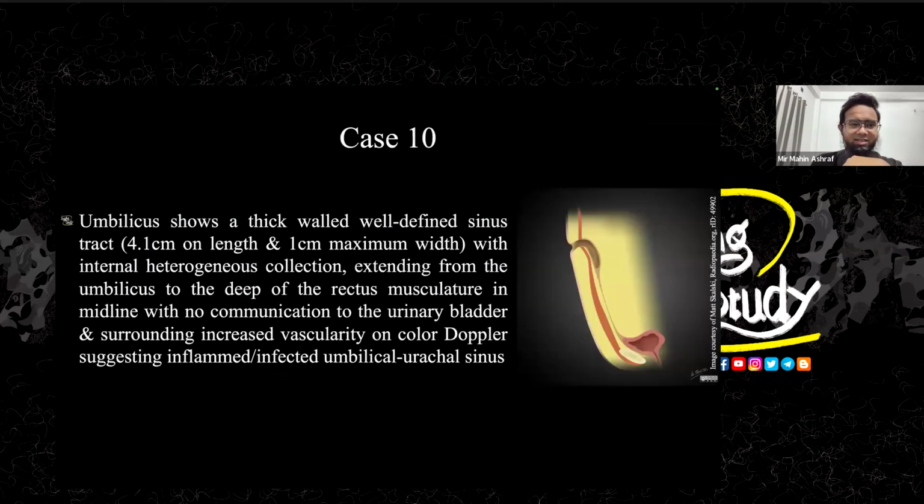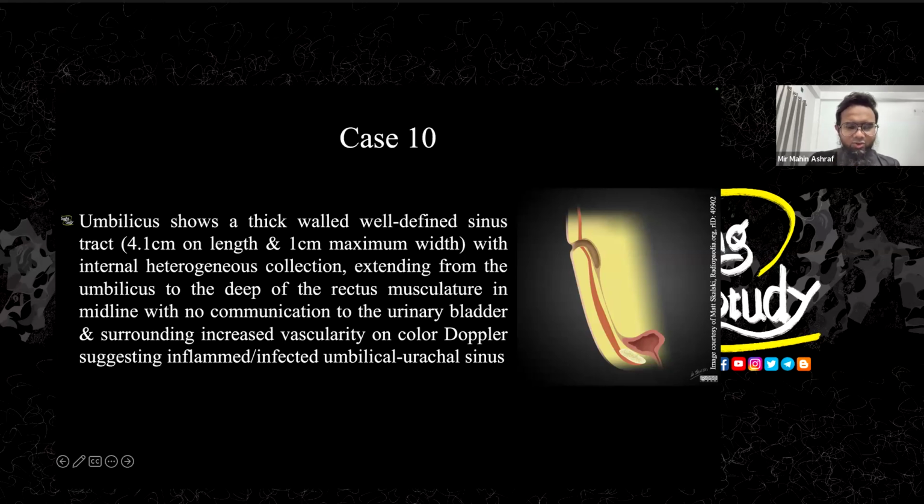So let's describe it a little. The umbilicus shows a thick-walled, well-defined sinus tract. We have put the location and size of this lesion, with internal heterogeneous collection extending from the umbilicus to the tip of the rectus musculature in midline, with no communication to the urinary bladder. This is important because if it gets connected to the urinary bladder, the situation will change. The surrounding increased vascularity with edema was also seen on color Doppler, which suggests it to be an inflamed or infected umbilical urachal sinus. So this is the situation going on here.